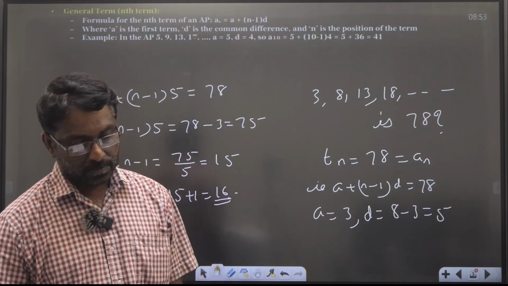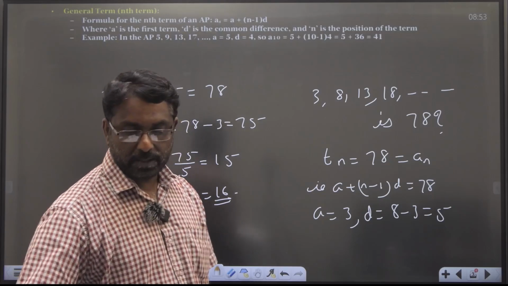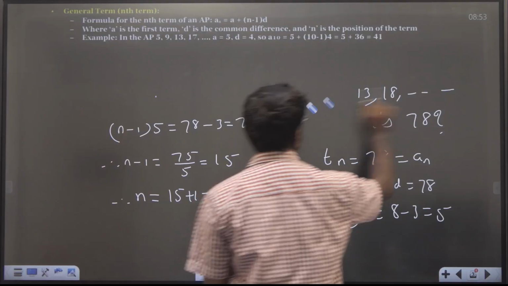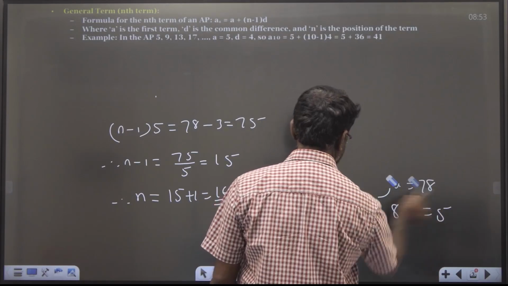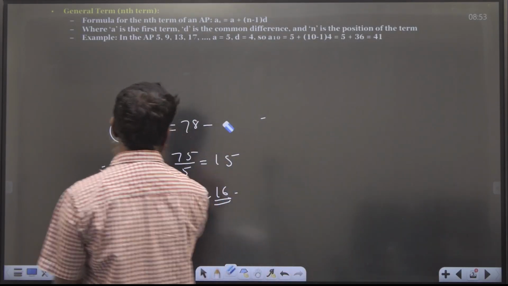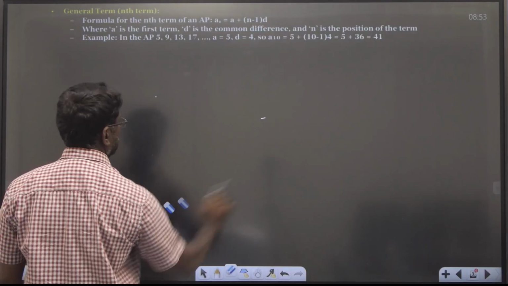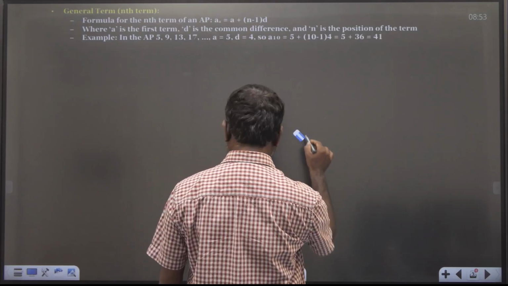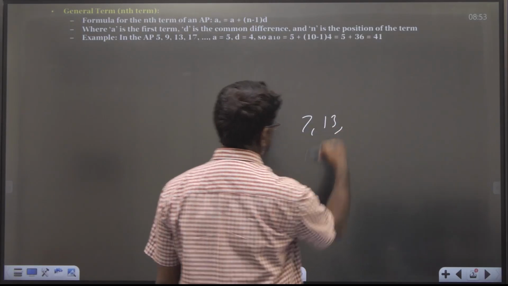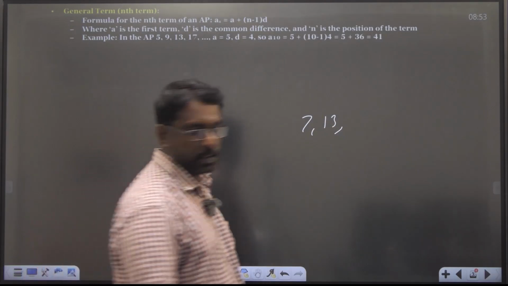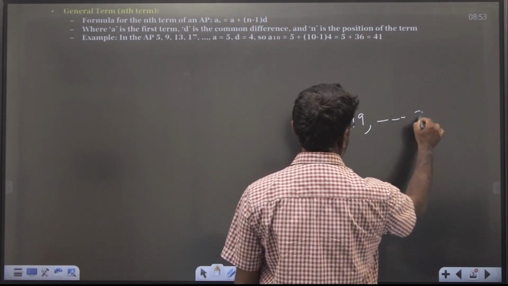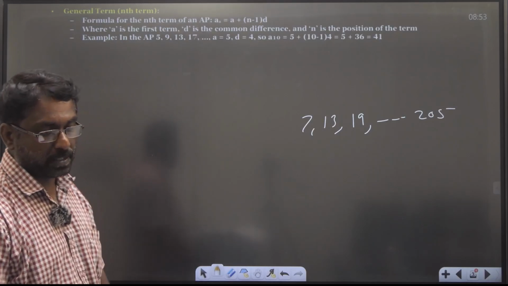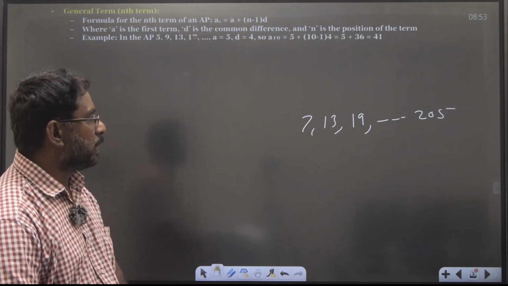Another question. Find the number of terms in the arithmetic progression 7, 13, 19, etc., 205.